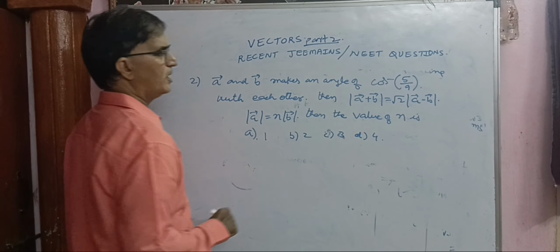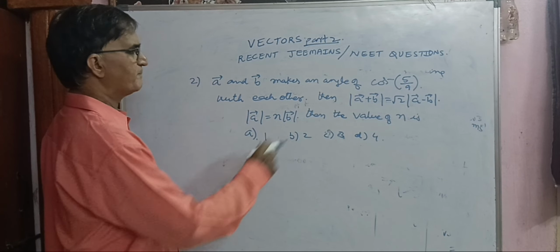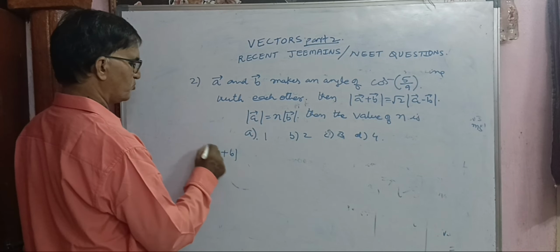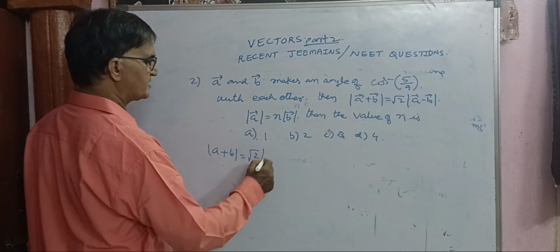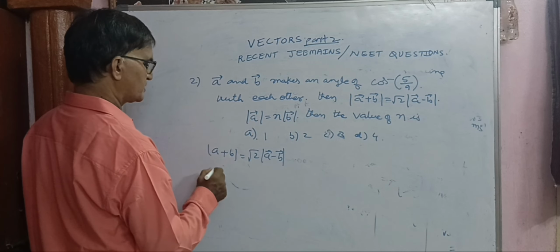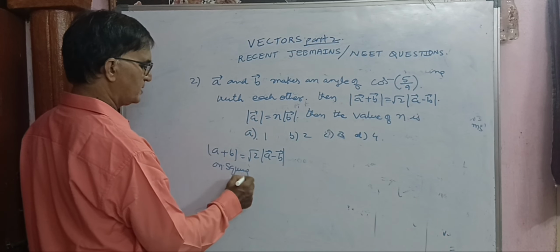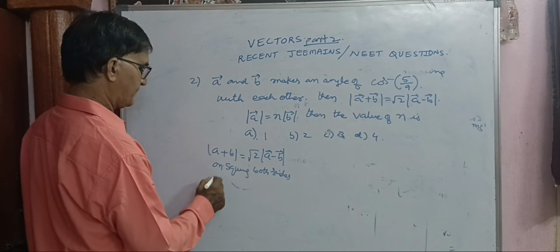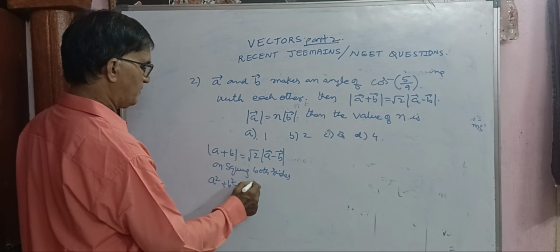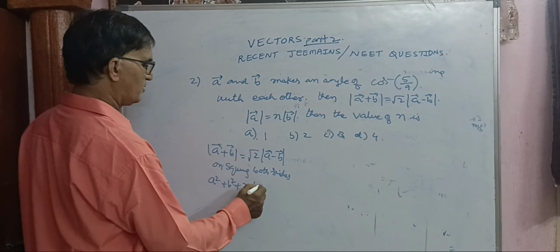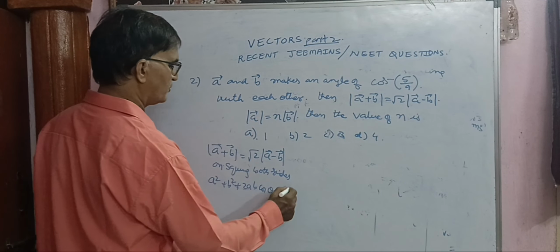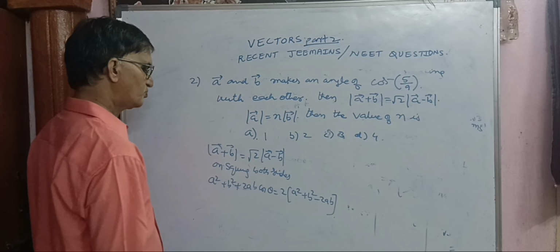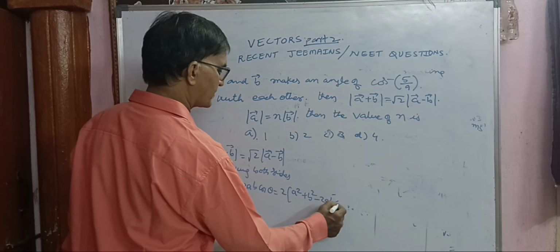Now, modulus of A plus B is equal to root 2 into modulus of A minus B, as you wrote. So on squaring both sides, what do you get here? A square plus B square plus 2ab cos theta. They are vectors, no? So you will get cos theta here. This is 2 into (a square plus b square minus 2ab cos theta).